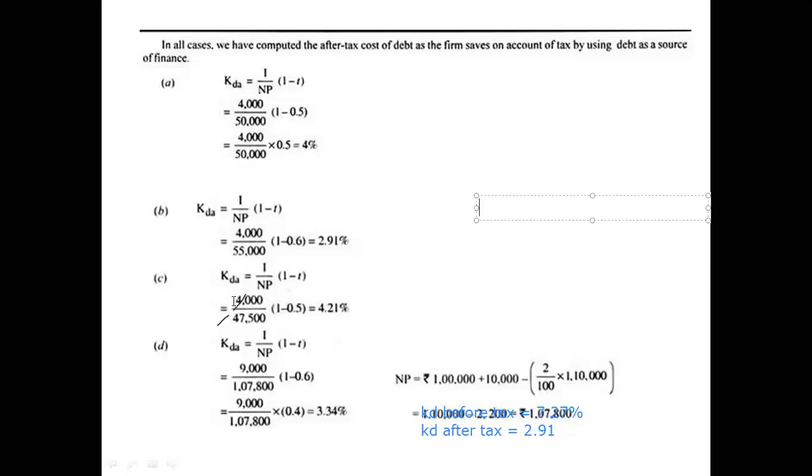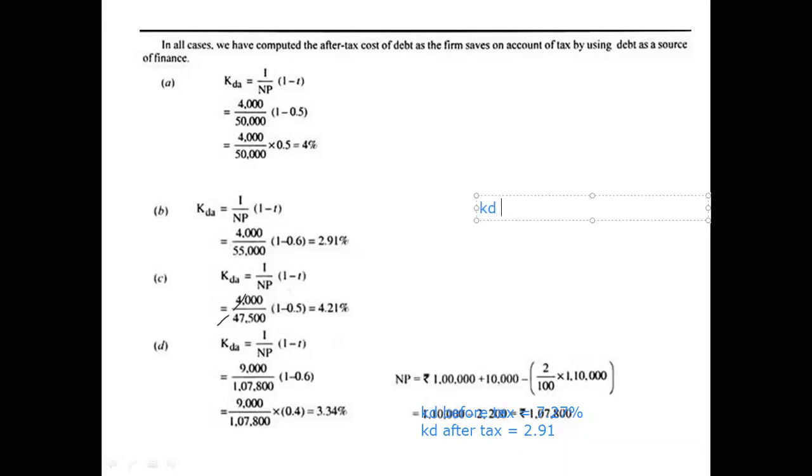4,000 divided by, as I said earlier, issue price. Issue price is at a discount of, what is the discount said here? 5% discount, right? 5% on the face value. Face value is 50,000. 5% of that is 2,500. So 50,000 minus 2,500, 47,500 is the sales value or net proceeds here. 4,000 divided by 47,500 into 100, so 8.42 is the answer.